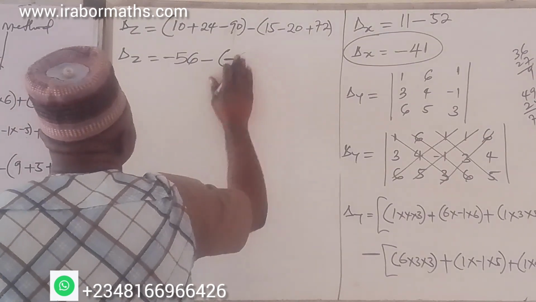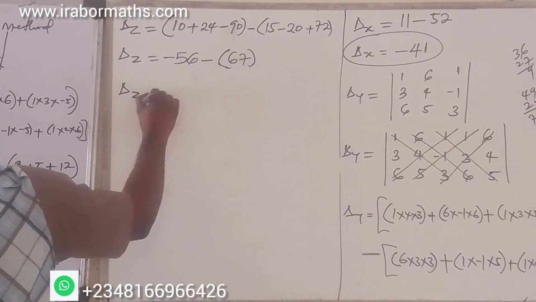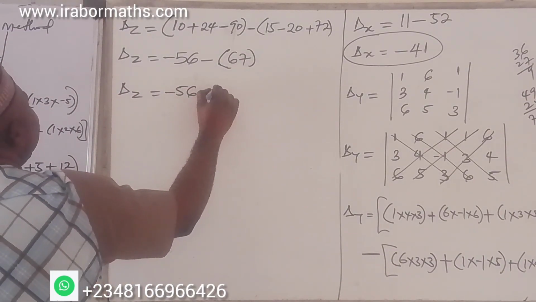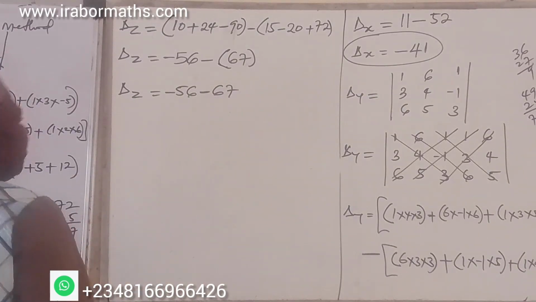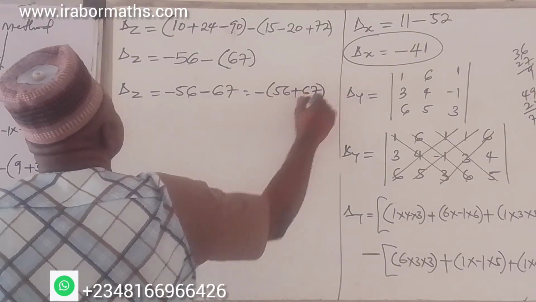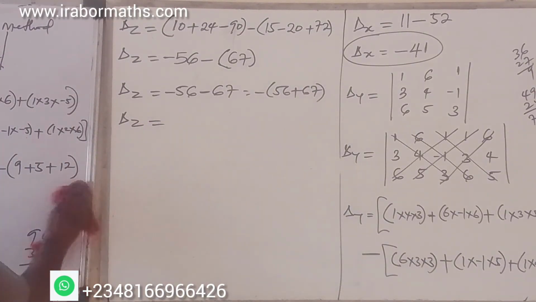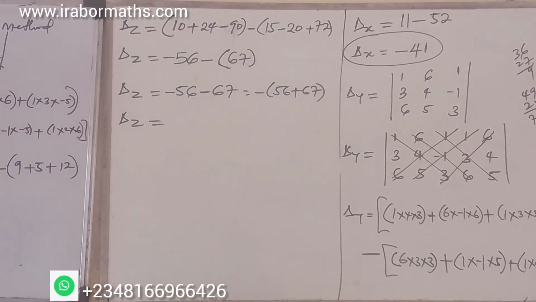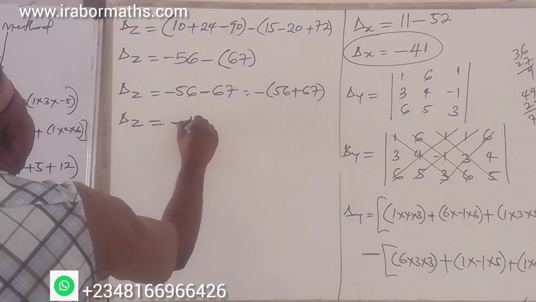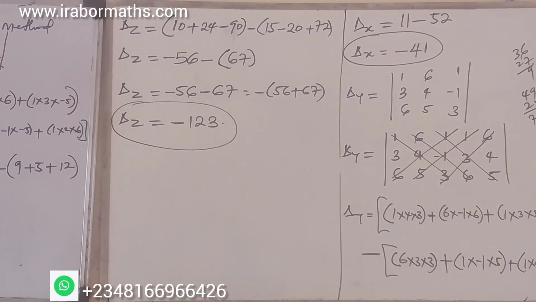Sorry, this is plus. So that will give us plus 67. So the determinant of Z will be equal to minus 56 minus 67, which is minus 56 minus 67. Now let's look at 56 plus 67, that will be 123. So that will give us minus 123. Let's take note of this.